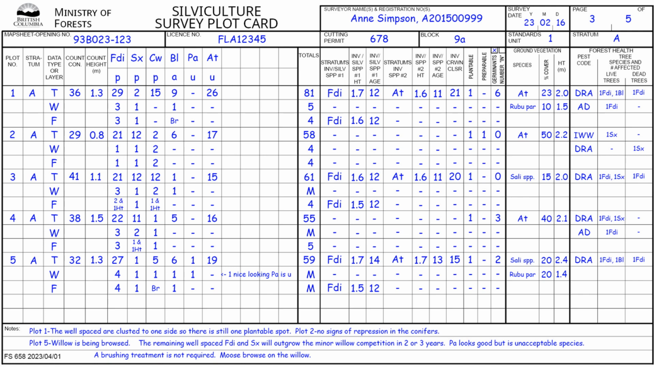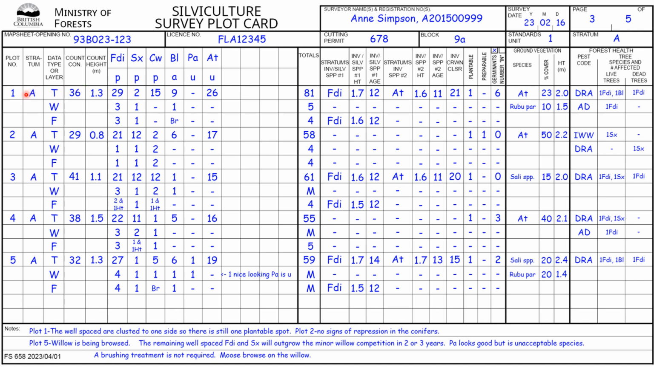All right, this is the new FS 658 plot card. I'll just be highlighting a few key changes. Again, to learn how to fill it out, please watch the 2023 FS 658 and FS 659 updates video. So I'll really be just focusing on this data type or layer column. So this card shows data from an even age clear cut.